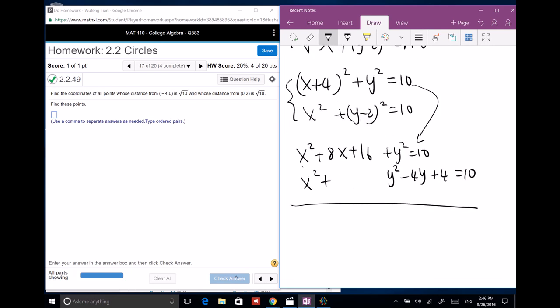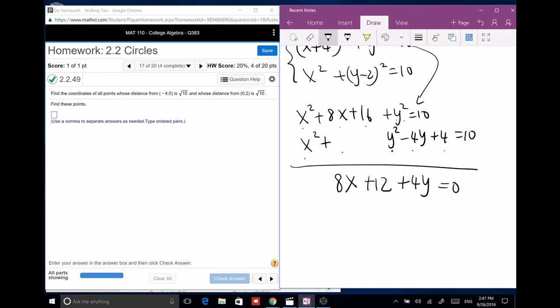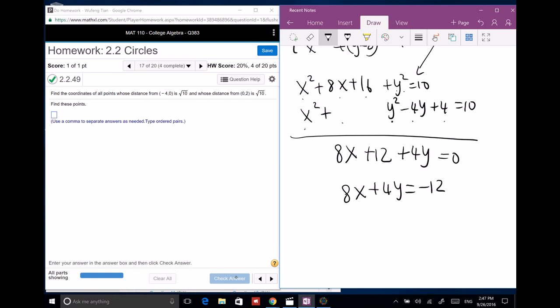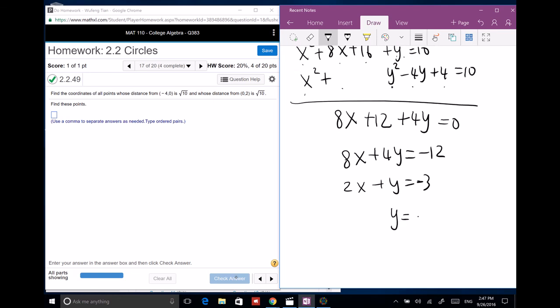X squared subtract x squared cancels out. 8x minus, there's no x here, so just keep 8x. Then 16 subtract the 4 is plus 12. Y squared cancels out. 0 minus -4y, so it's plus 4y. 10 minus 10 is 0. So I got the equation 8x plus 4y equals -12. Okay, now divide everything by 4. You got 2x plus y equals -3. Then you got y equals -2x minus 3.